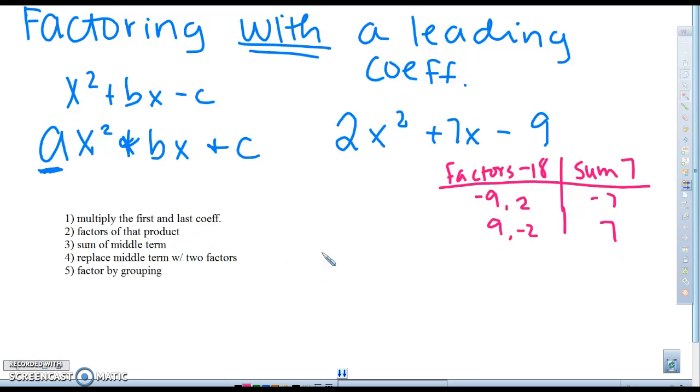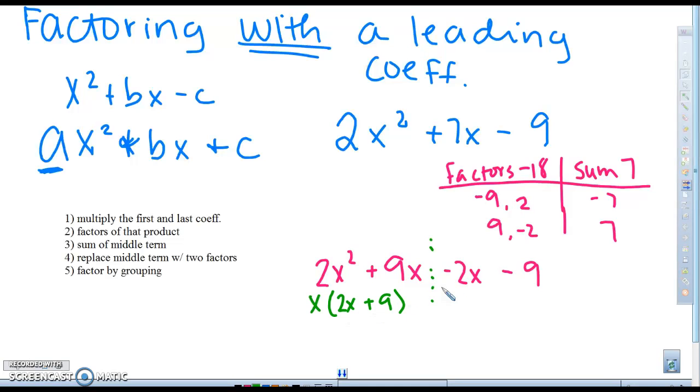So I listed factors and I found the sum of the middle term to be 7. We're good. Now I'm going to replace the middle term, that 7x, with these factors I found. So I'll have 2x squared plus 9x minus 2x minus 9. Or if you wrote it the other way, 2x squared minus 2x plus 9x minus 9, that's fine, because it'll work either way. And then I'm going to do factor by grouping, which means we're going to split it down the middle. Out of these two terms, all I can take out is an x, and so I'll have 2x plus 9. Out of these two terms, they're both negative, so I can take out a negative 1, and I'll have 2x plus 9.